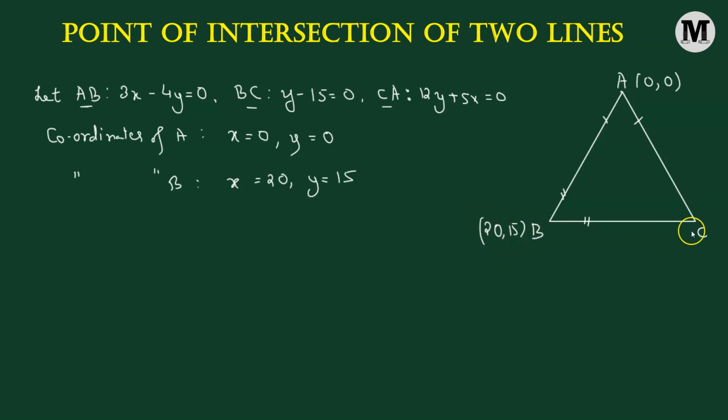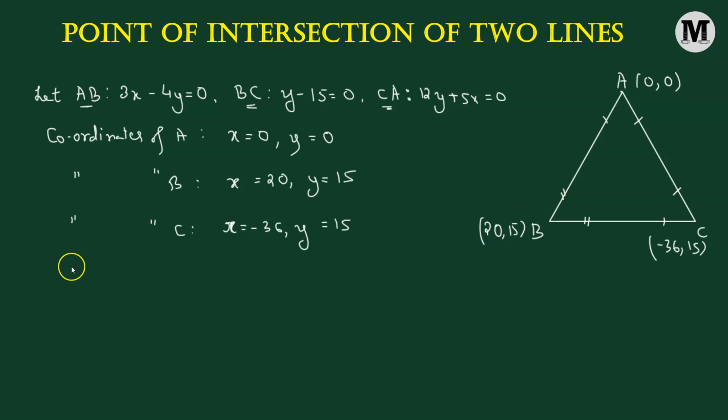And similarly, we can find the coordinates of the point C. C can be obtained by solving the equations BC and CA, the second and the third equation. So x comes out to be negative 36, and the corresponding y value comes out to be 15. So the coordinates of point C are (-36, 15). Now we have successfully obtained the coordinates of the endpoints A, B, and C.